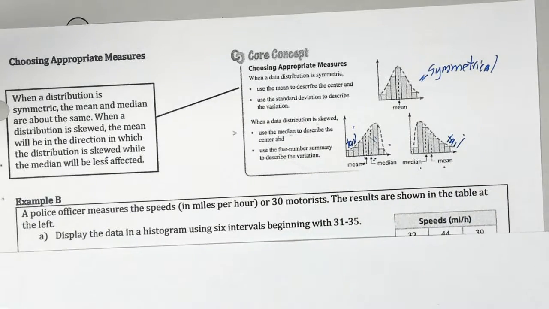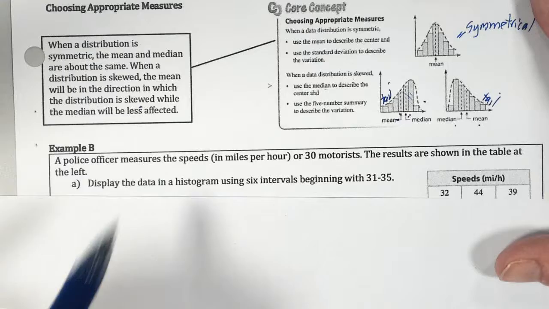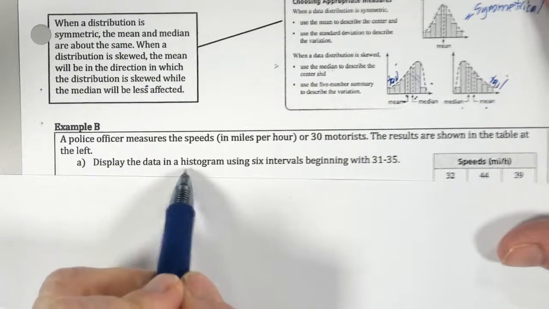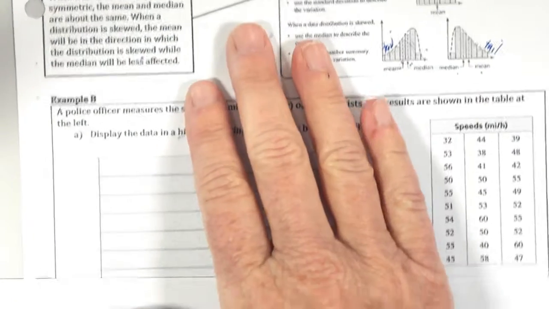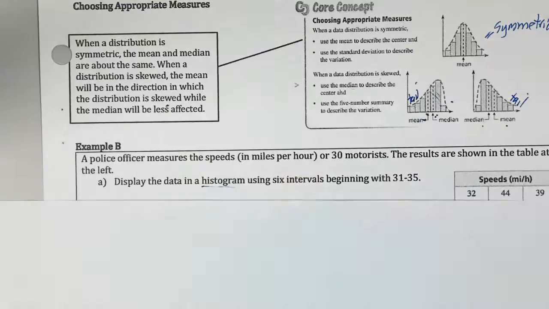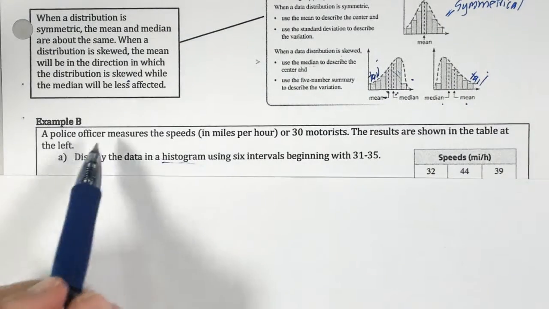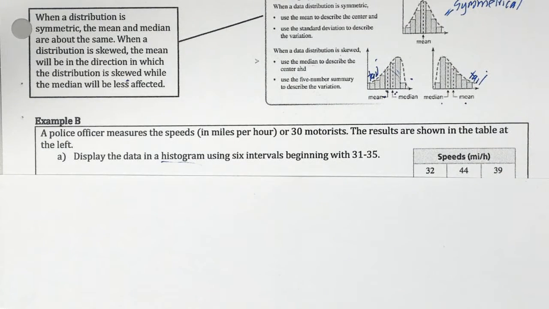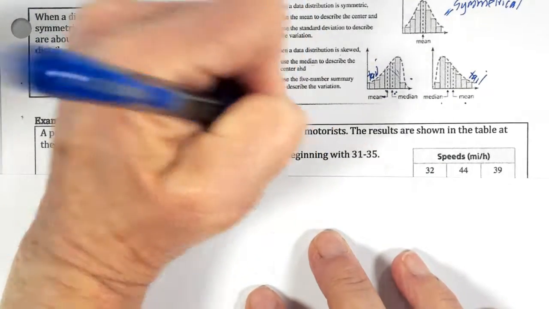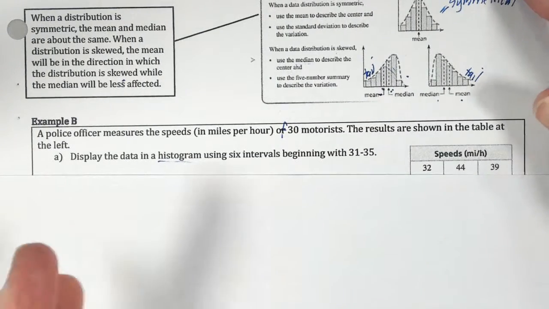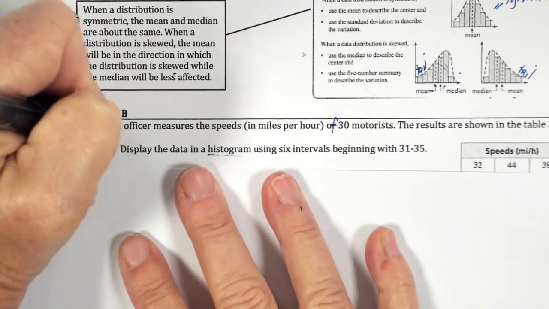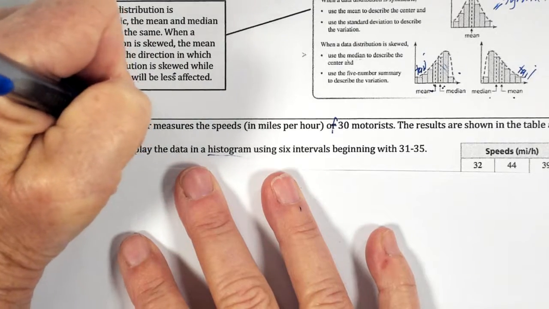All right, so now we're going to be creating a histogram, and we are also going to be looking at the shape of distribution. So let's go ahead and get started. Here's my problem. It says I've got a police officer that's measuring the speed in miles per hour of 30 motorists, and the results are shown in the table at the left. Nope, that's another typo. Oh my goodness. It's on the right-hand side.